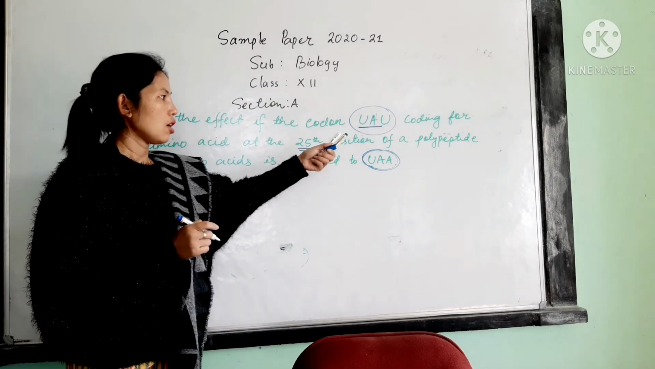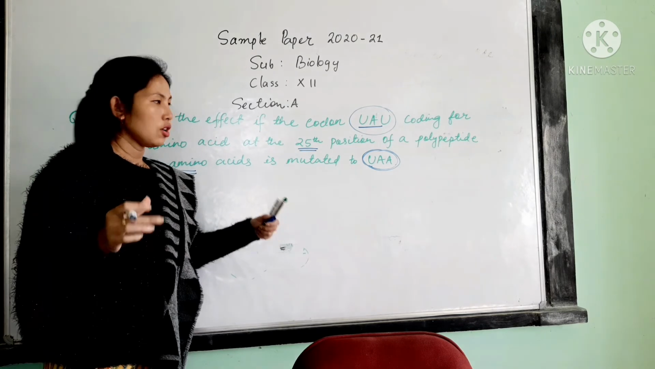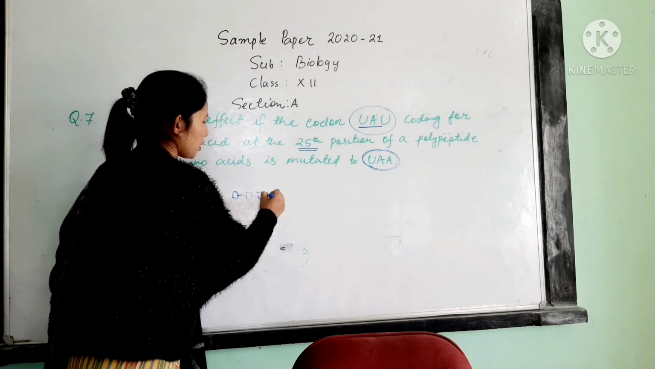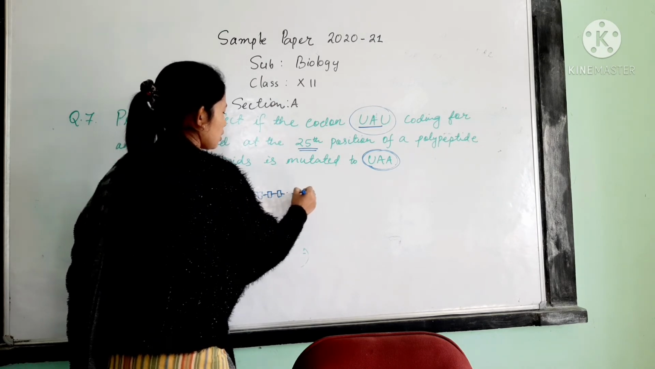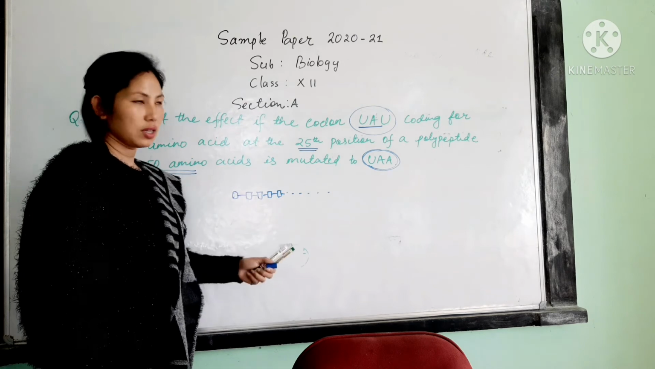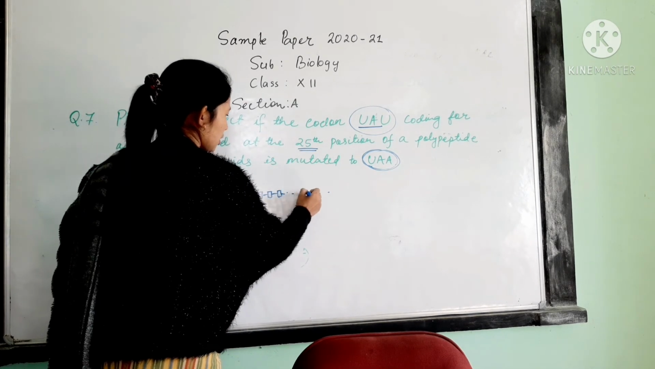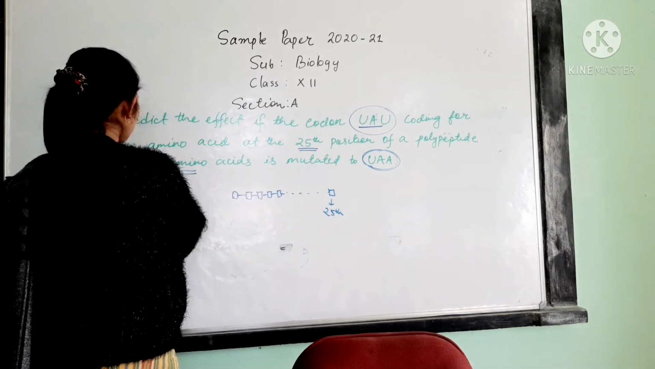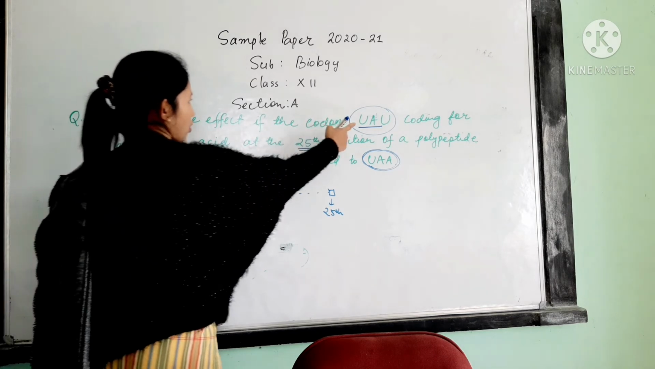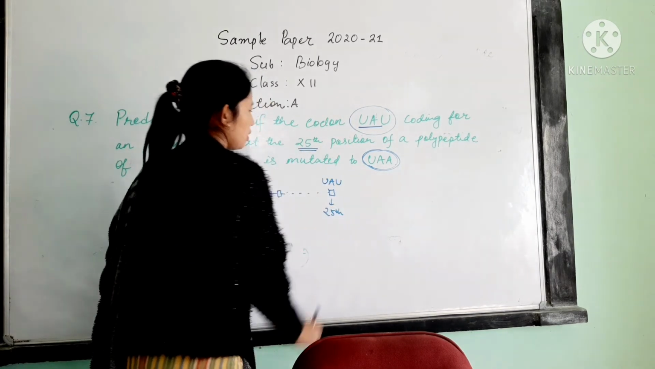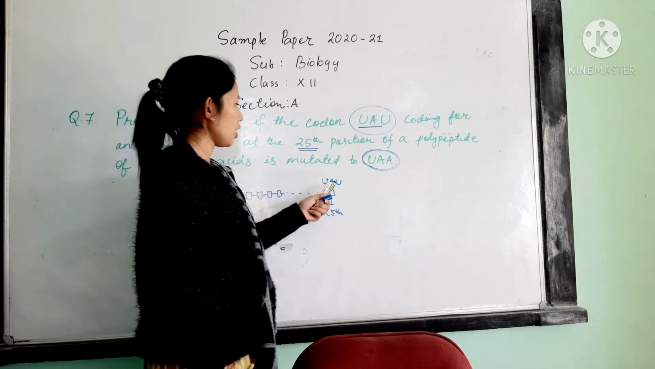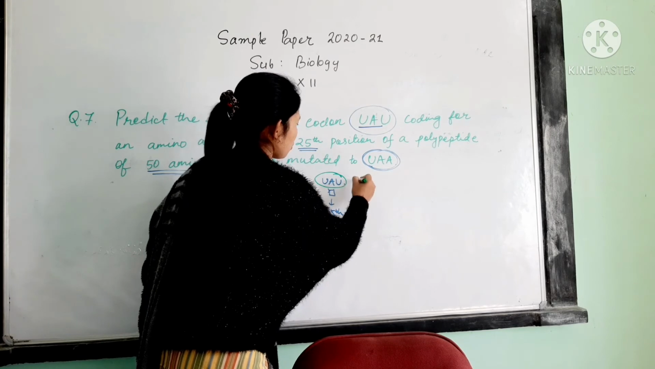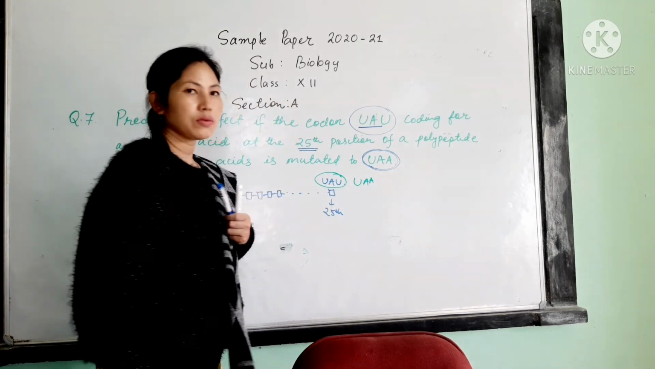We know that a polypeptide is a long polymer of amino acids, right? The amino acids are joined together by peptide bonds, so it is a long chain of amino acids. At the 25th position, it is supposed to be the amino acid having the codon UAU. Now because of mutation, this UAU is replaced by the codon UAA. Right? Now what would happen?